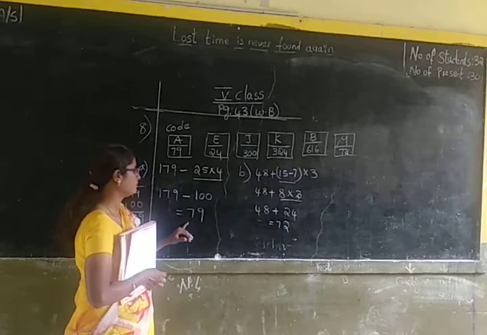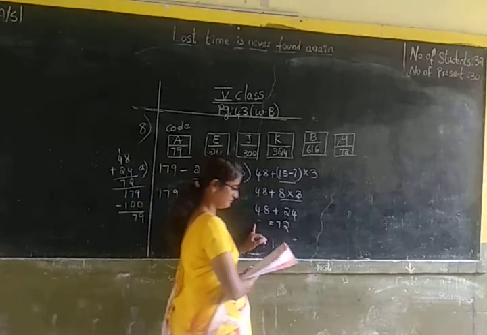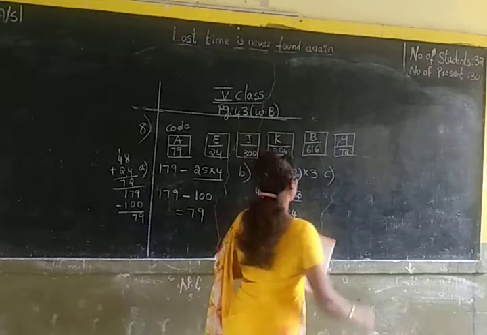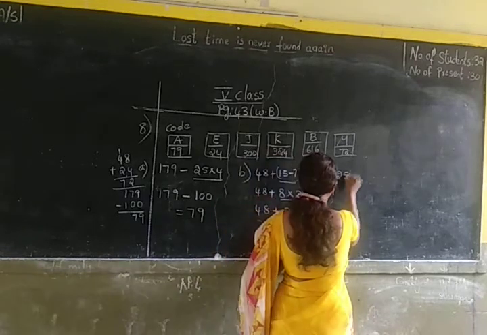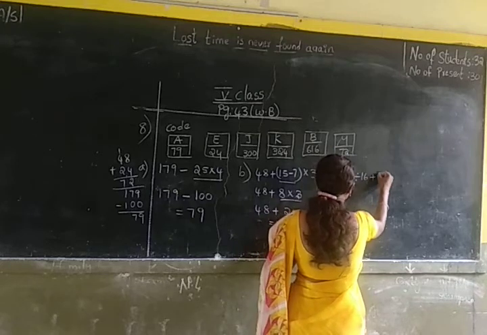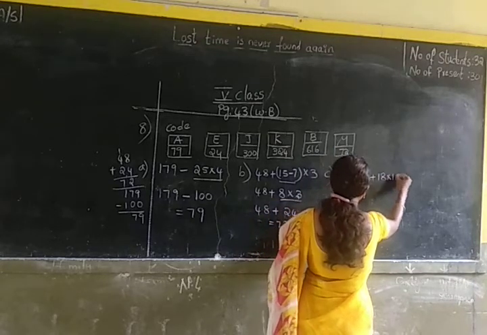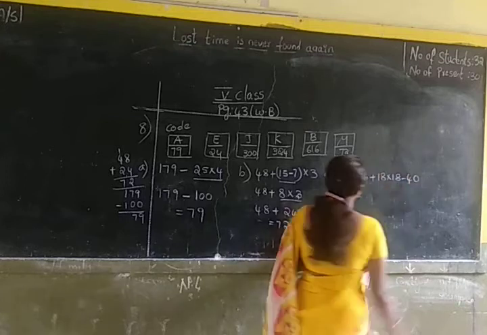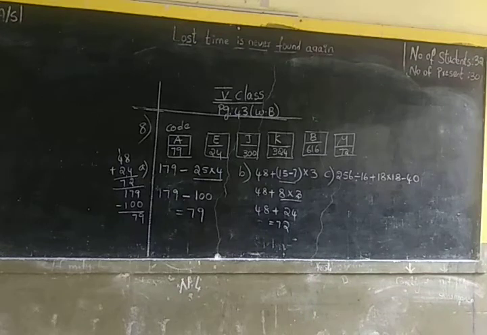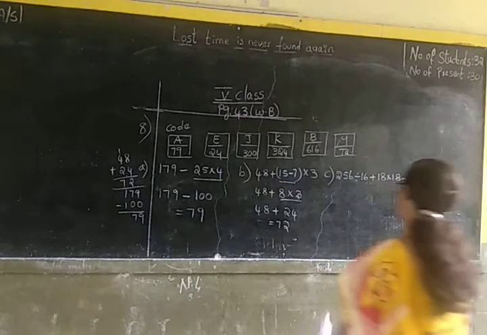Okay children. The first one is 79. The second one is 72. Now let us do the third sum, that is 256 divided by (6 plus 10), plus 18 into 18 minus 40. Now we have to solve this equation.